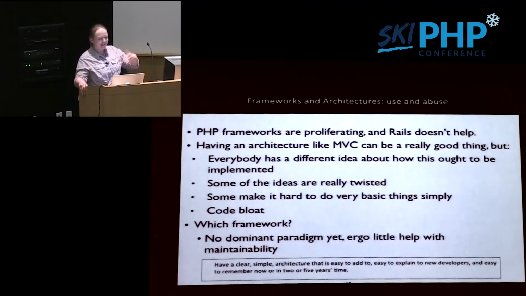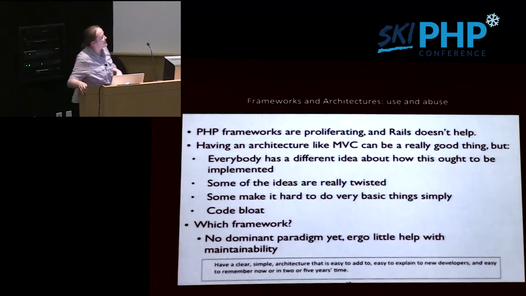And so in general, this is this old slide. We said MVC is kind of a good thing, but everybody has different ideas about how it ought to be implemented, and some of those ideas are really strange, and it tends to bloat your code, which is still true in a lot of cases. And people would always say, which is the best framework for me to use? And back then, really, the answer was none of them, because they all kind of sucked.